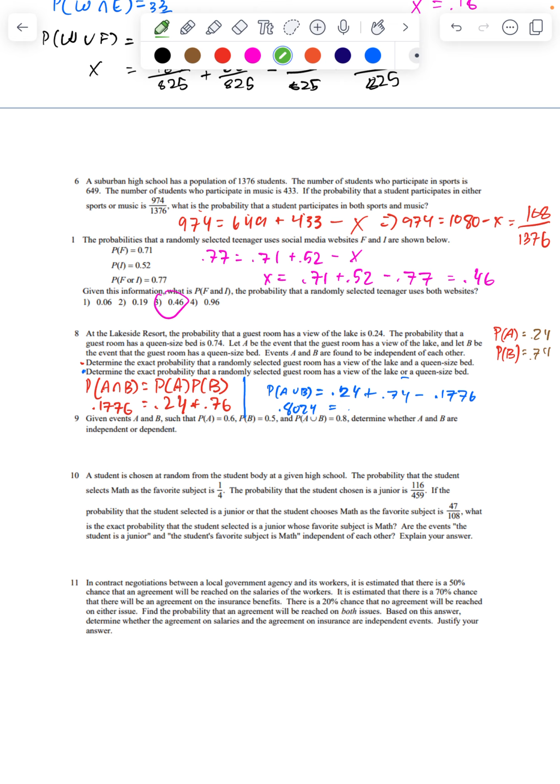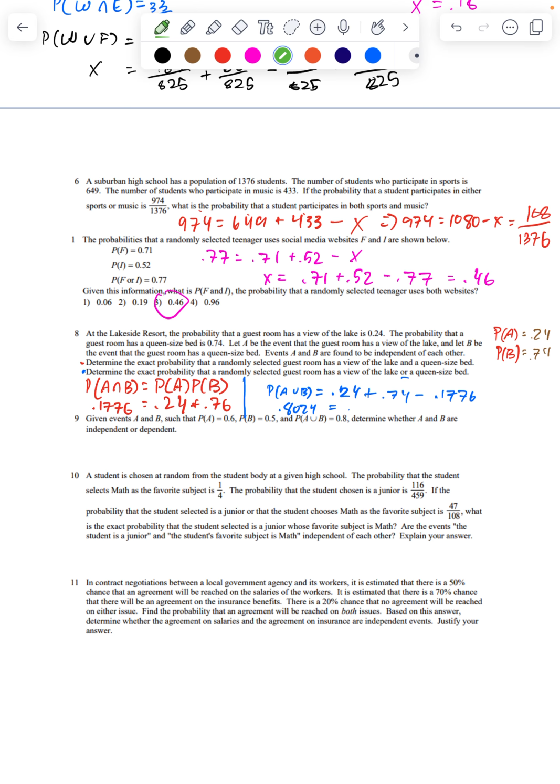Given events A and B such that P of A equals 0.6, P of B equals 0.5, and P of A union B is 0.8, determine whether or not A and B are independent or dependent. All right, so this example, you don't really need to know for the new Regents, but I think it's helpful to just understand the concept. So if you want, just skip this question, but let's do it together.